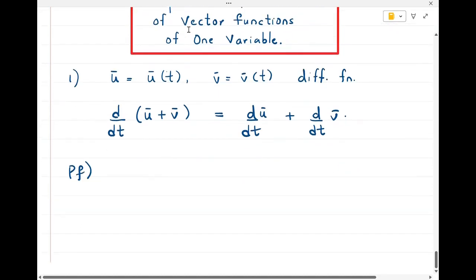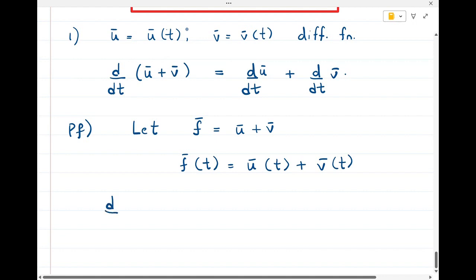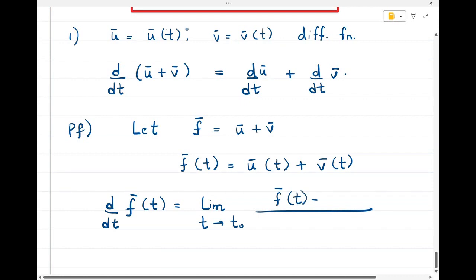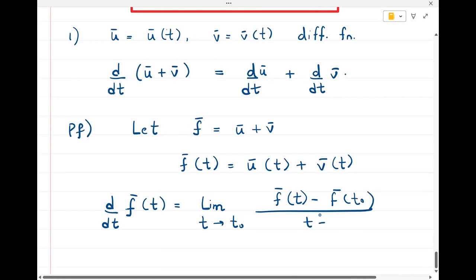First of all, let f bar be equal to u bar plus v bar. So f bar of t is equal to u bar of t plus v bar of t. Now I want the derivative of f bar. The definition of the derivative is the limit as t tends to t naught of f bar t minus f bar t naught divided by t minus t naught.